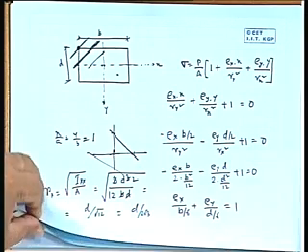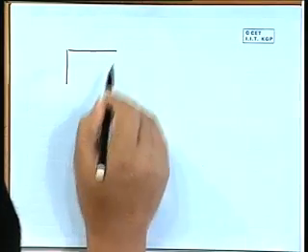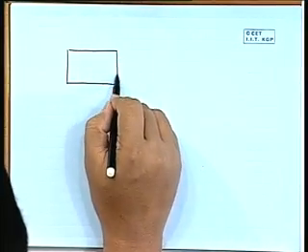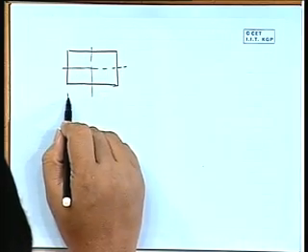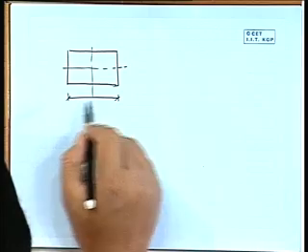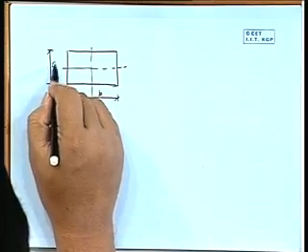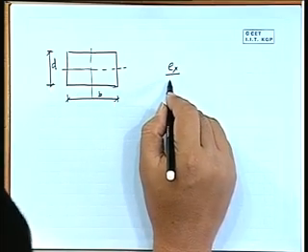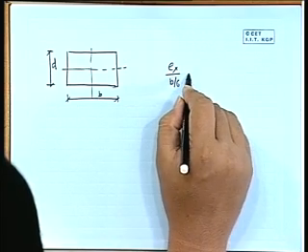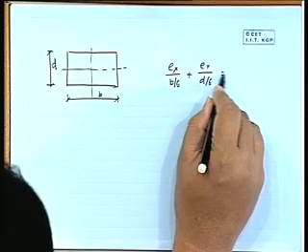Now, come to the next page. So, we are ultimately getting more or less this form. This was B and it was D, and just now we wrote Ex by b by 6 plus Ey by d by 6 equal to 1.